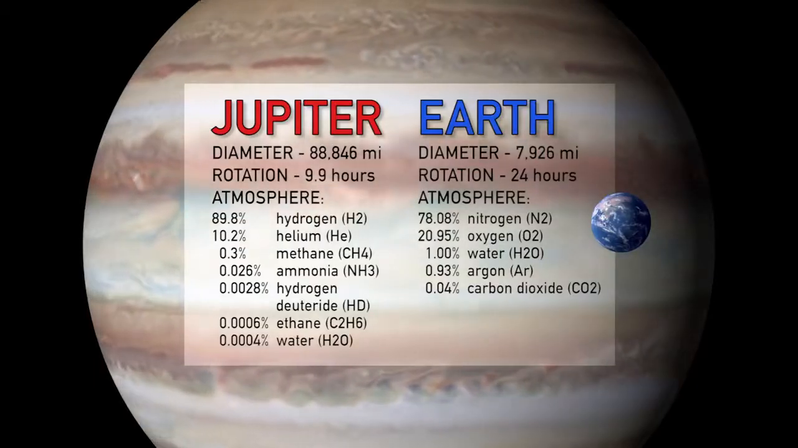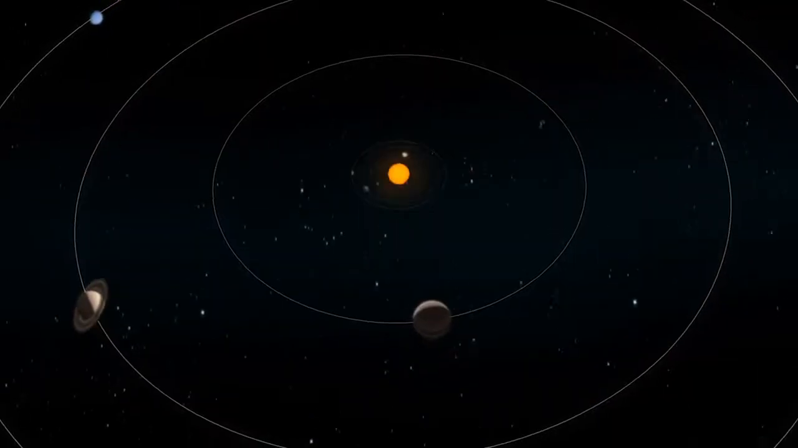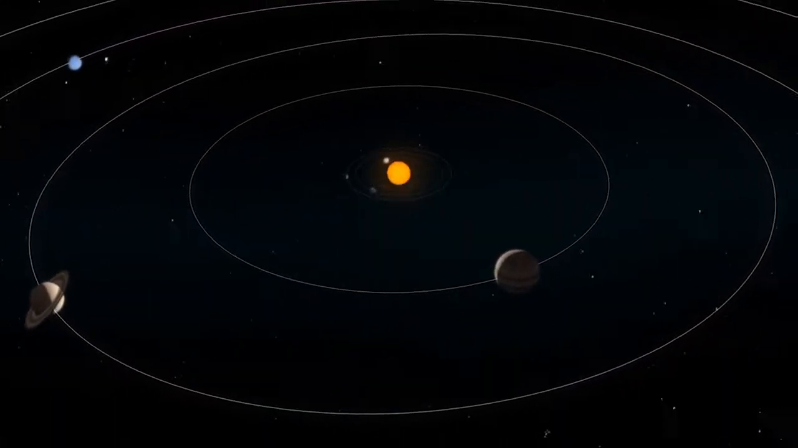Jupiter is much bigger, it rotates a lot faster, they're made of different material, and Jupiter's much further away from the sun than the Earth is.